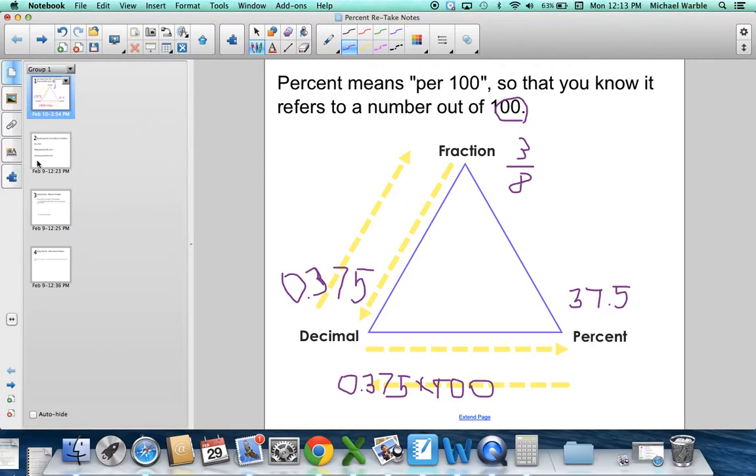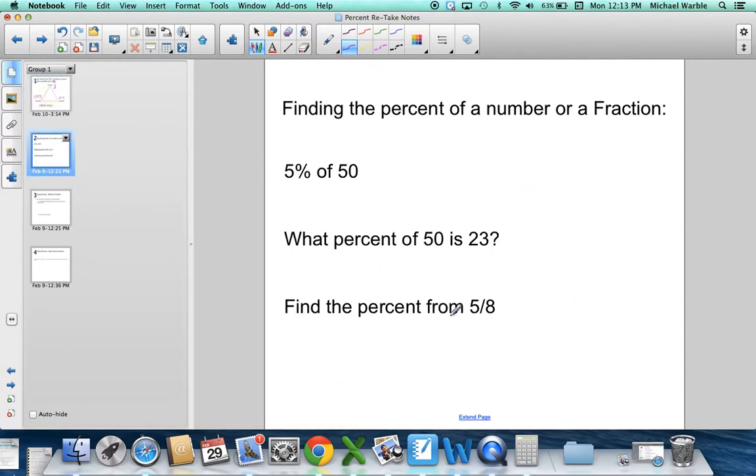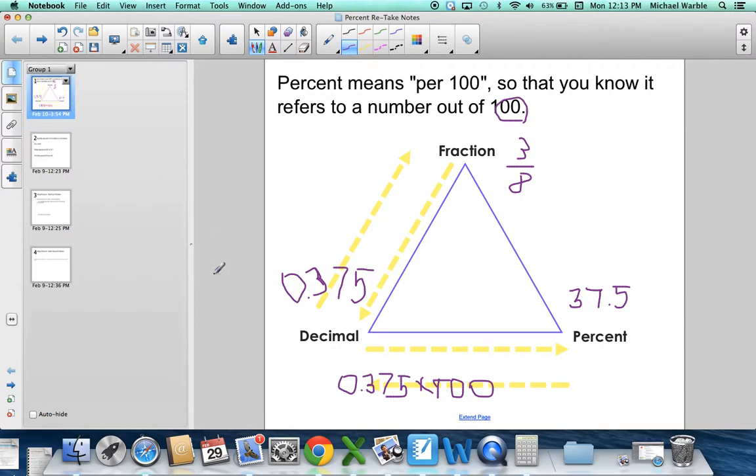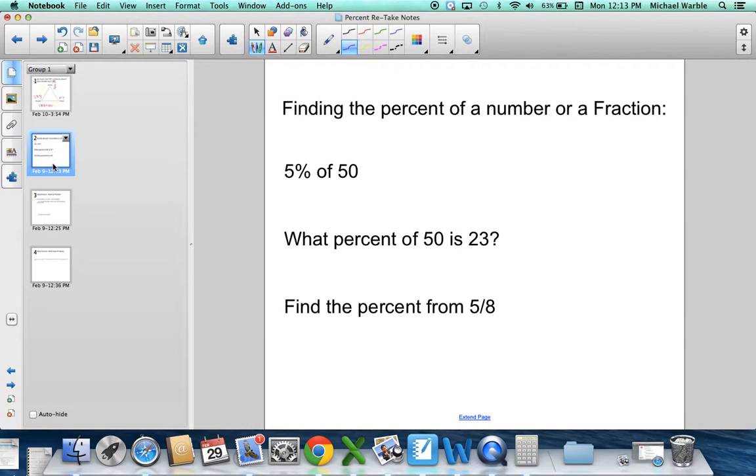So on the next slide, we have finding the percent of a number or a fraction. So we kind of go over that basic principle of fraction to decimal to percentage. Now you're not going to always see it in that pretty little order, so we have to do a little finding out for ourselves. So we have 5% of 50. Okay? So our whole is going to be 50, and we know we need a number that's out of 50.